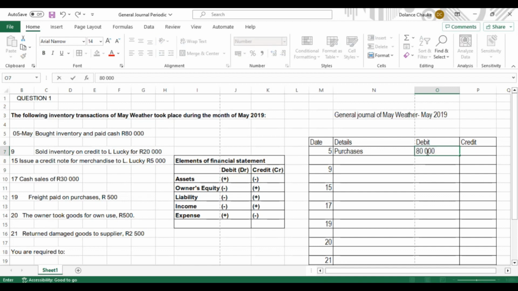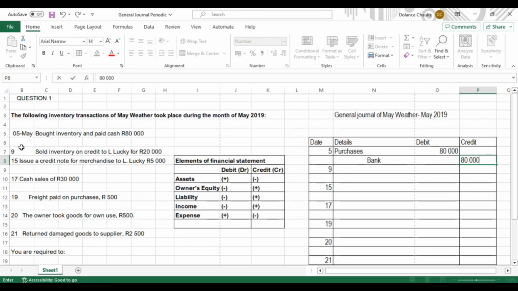80,000 rand. And then another account that is affected is bank, as I said, right? Because cash is involved. And here, bank is decreasing because we are making a payment for the purchase of inventory, right? So therefore, our bank is decreasing. And whenever bank is decreasing, we must credit because bank is an asset as well, and whenever an asset decreases, we must credit. Okay, so we'll go there and say bank on the credit side, the same amount, 80,000. So the debit side and the credit side are balancing there.